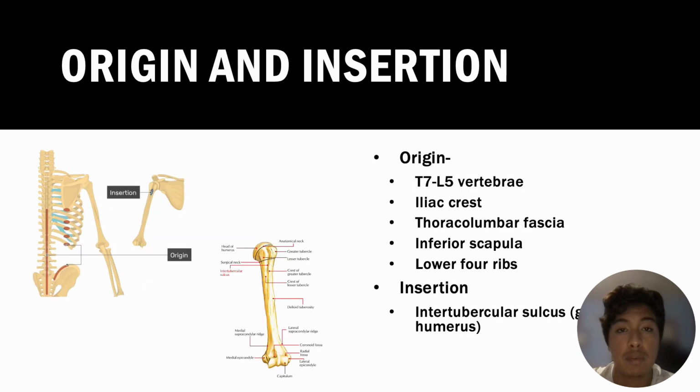The lats have multiple origin points, one of them being the thoracic T7 to L5 lumbar vertebrae, and the iliac crest, which is the bottom in the image on the left, which kind of makes a letter R, the thoracolumbar fascia, which is the entire lower back, the inferior scapula, which is the topmost part in the image to the left, and the lower four ribs. And the insertion is the intertubercular sulcus, or the groove of the humerus.